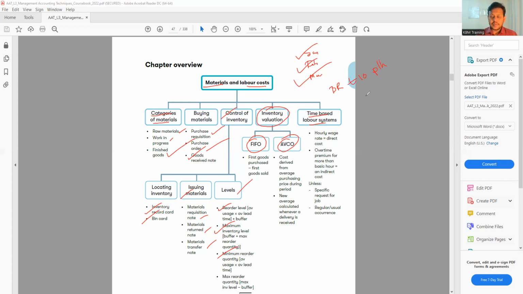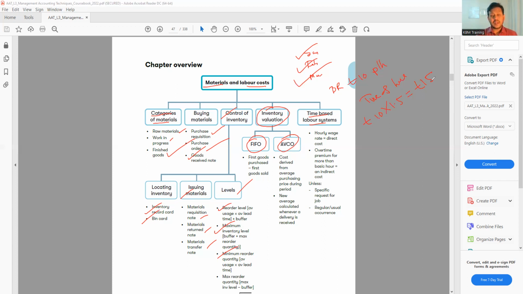And for overtime, if the question says time and a half, time and a half means you have to multiply by 1.5. So 10 times 1.5 means the overtime rate will be £15. So time and a half means we multiply by 1.5, and that will give us the overtime rate. Now, one thing I want all of you to remember is very important.